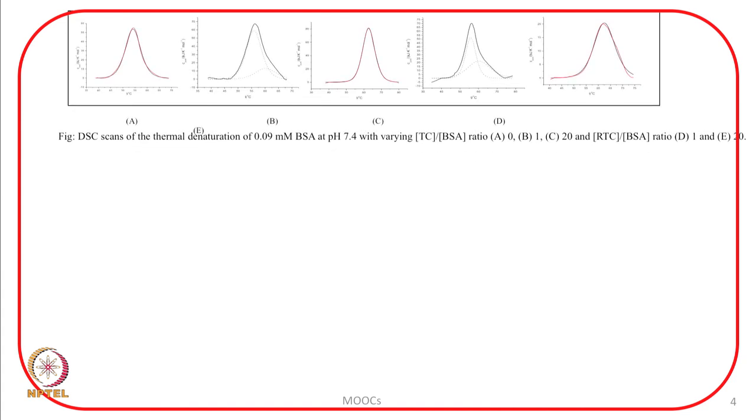Now, let us take a look at this figure. These figures correspond to DSC scans of thermal denaturation of bovine serum albumin at pH 7.4 in varying molar ratios of tetracycline to BSA. This one is without any tetracycline. This is in the presence of tetracycline. We can clearly see that when you add tetracycline, the overall peak is no more a symmetric peak, but there is a shoulder which could be due to the unfolding of the protein ligand complex, and the other one can be the one which is still not ligated.